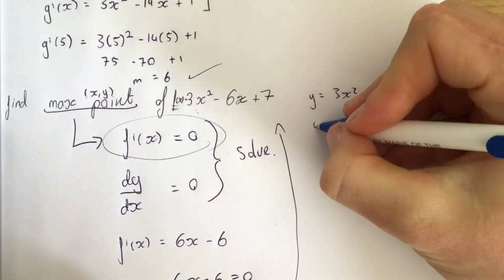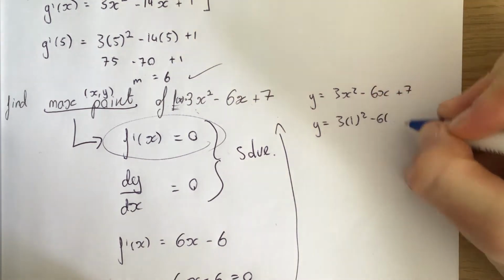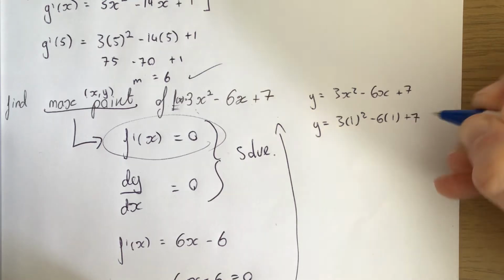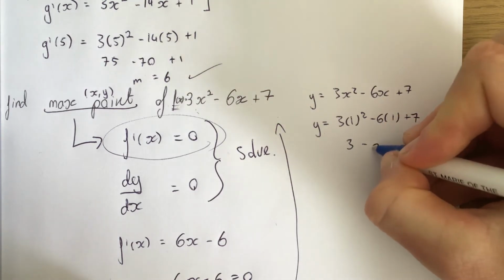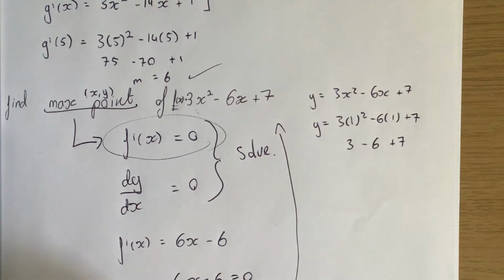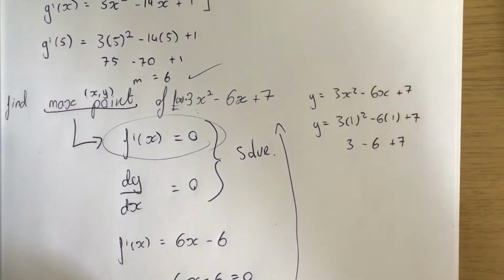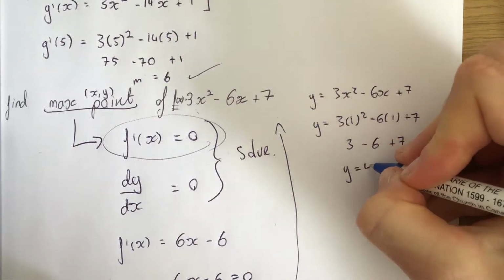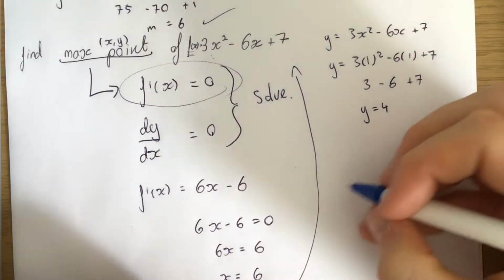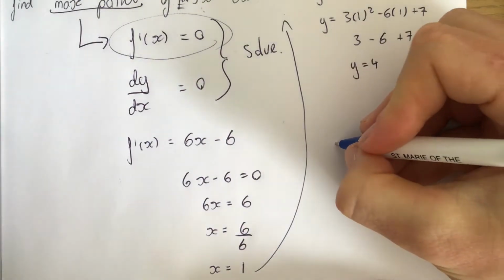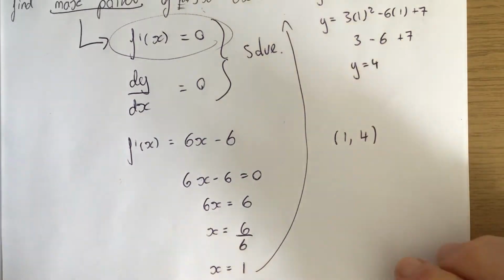So that's going to be y equals 3 times 1 squared minus 6 times 1 plus 7. So that's 3 times 1, that's 3, minus 6 plus 7. You can get out your calculator and type it all in. 3 minus 6 plus 7, and that equals 4. So y equals 4. So my max turning point of this is going to be equal to 1 comma 4. And that would be your max.